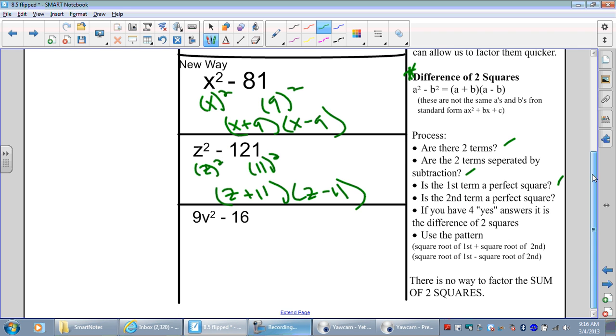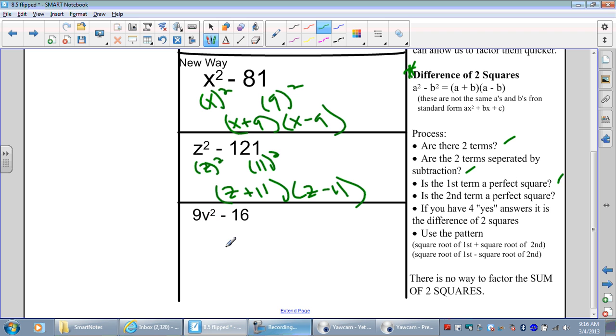This one, same thing. A little different though. All right, 2 terms. Over here, checklist kind of way to think about it, thought process. There are 2 terms. They're separated by subtraction, so it might be the difference of 2 squares. Is this first thing something squared? Yeah, that'd be 3v being squared. Is this term something squared? Well, yeah, that would be 4 squared. So it is the difference of 2 squares. It's the difference of 2 things being squared. How do you factor it? 3v plus 4 and 3v minus 4.